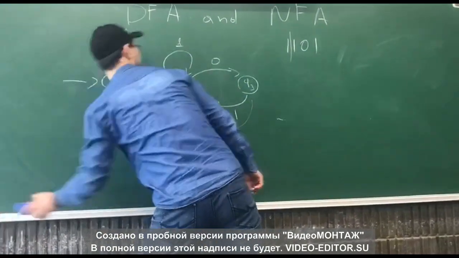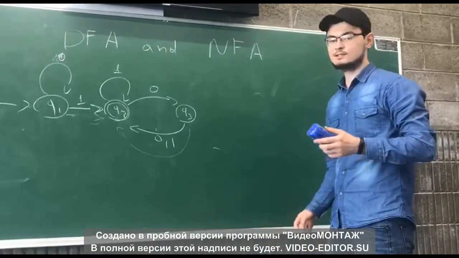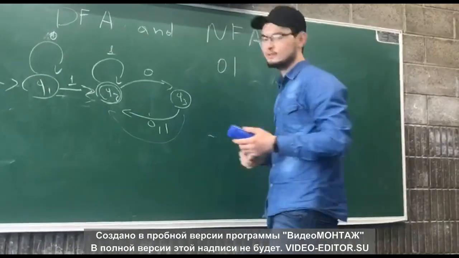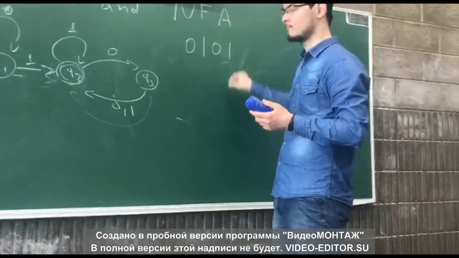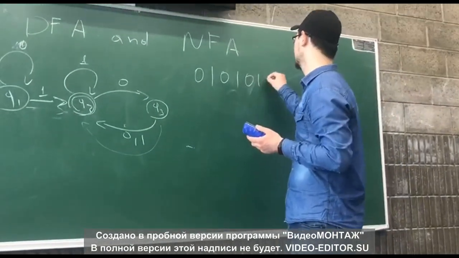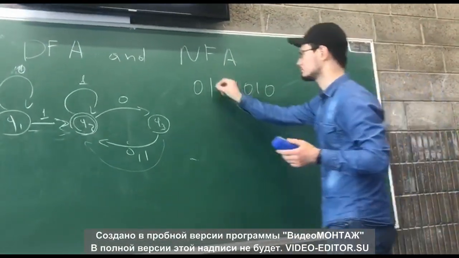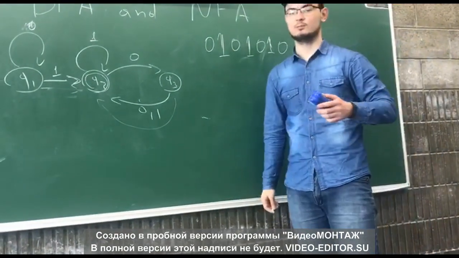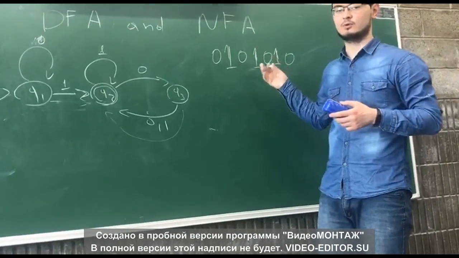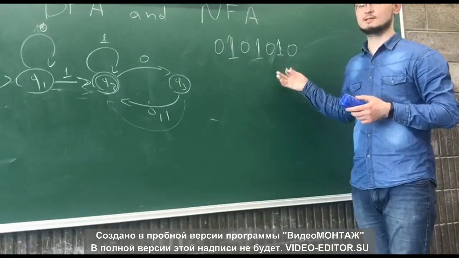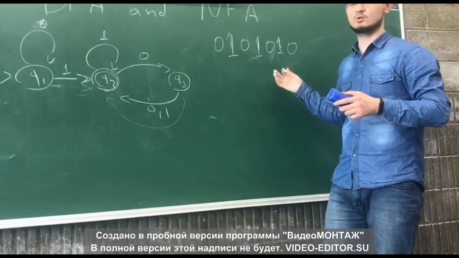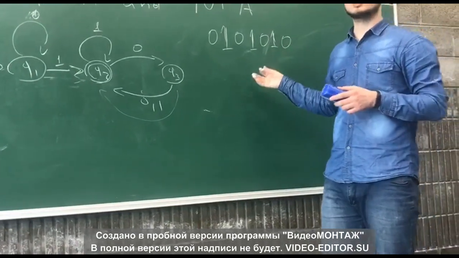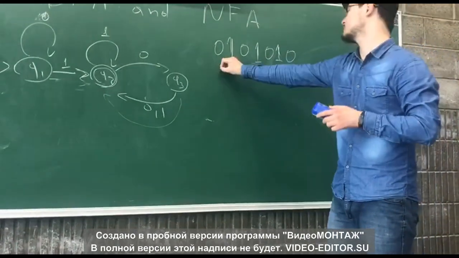So consider another input string like 0 1 0 1 0. This string will be rejected, because after reading the string from left to right, starting in the start state Q1, the machine is in state Q3, and since Q3 is not an accept state, we say that the machine rejects the string.